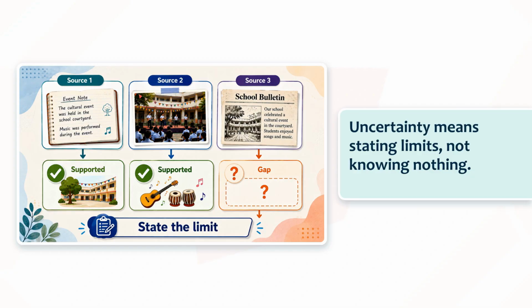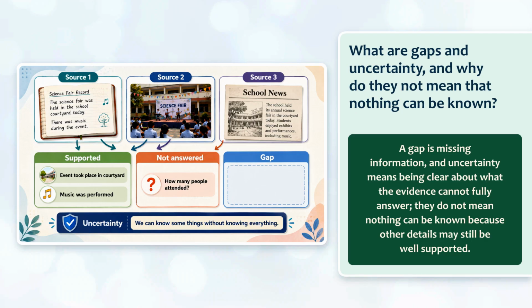Careful language keeps the boundary visible. Uncertainty means stating limits, not knowing nothing. We can accept supported details while leaving unanswered questions open. Use the supported and not answered columns. What are gaps and uncertainty, and why do they not mean that nothing can be known?